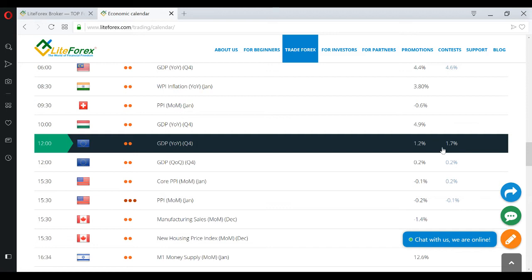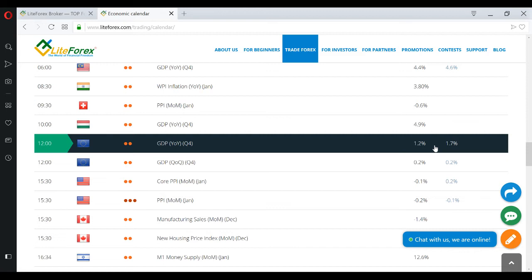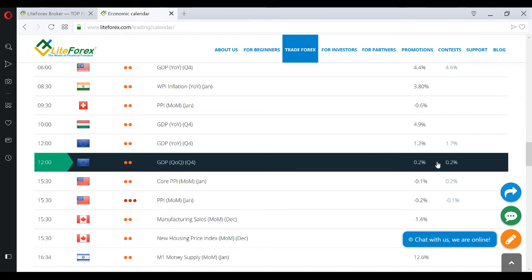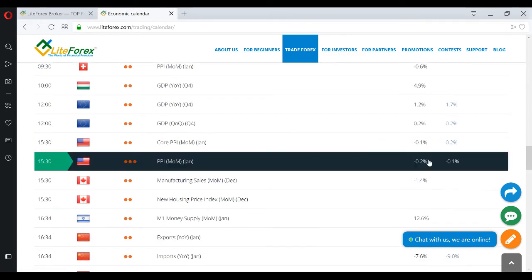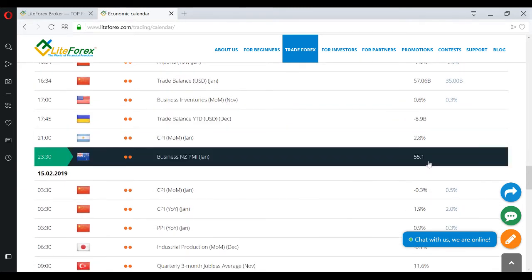So the picture for the euro remains rather bleak, and maybe the data will surprise and provide some support, or it can turn out to be even worse and make the euro break the remaining support levels. The United States will publish retail sales and producer price index PPI on Thursday. It is important there will be a speech from the Reserve Bank of Australia governor late on Thursday.